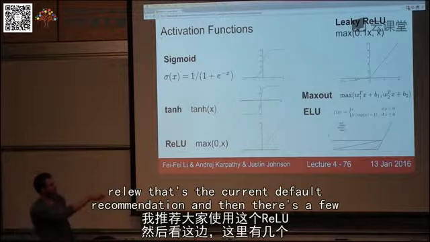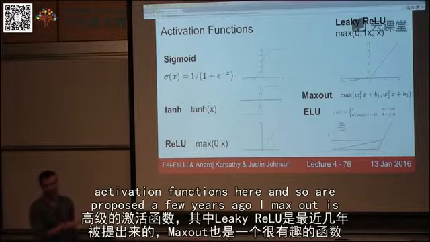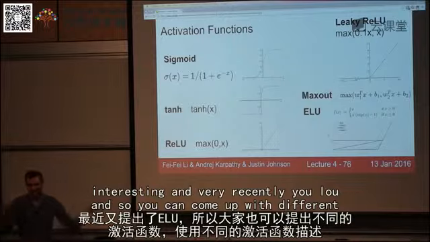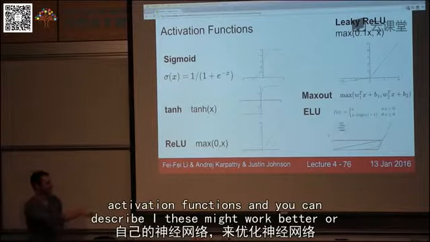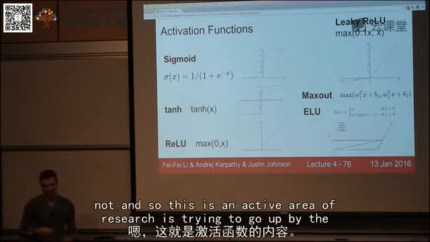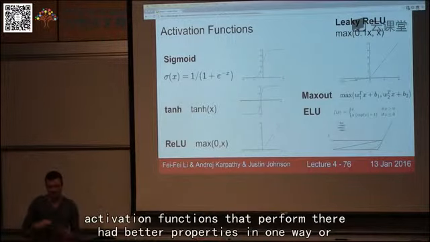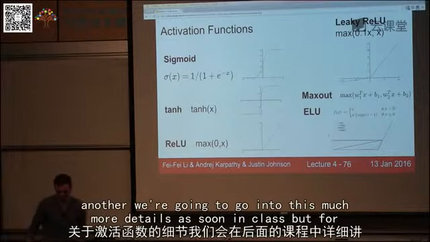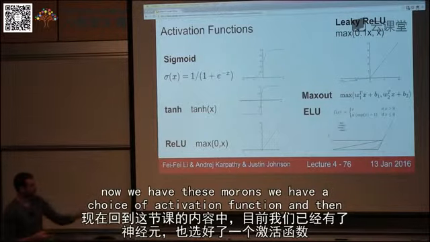And then there are a few kind of hipster activation functions here. Leaky ReLUs were proposed a few years ago. Maxout is interesting. Very recently, ELU. And so you can come up with different activation functions, and you can describe why these might work better or not. This is an active area of research, trying to come up with activation functions that have better properties in one way or another. We're going to go into this in much more detail soon in the class. But for now, we have these neurons. We have a choice of activation function.